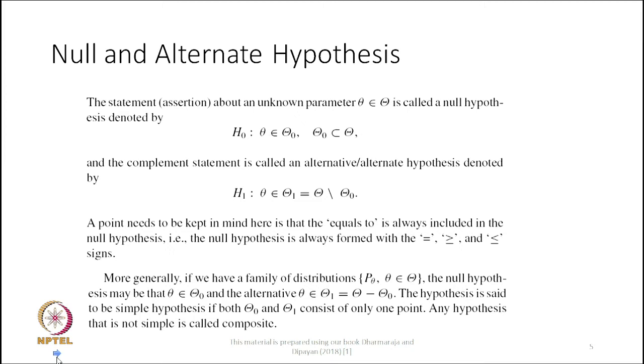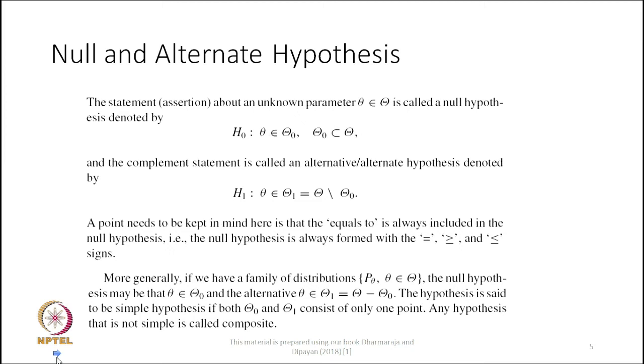The hypothesis is going to be called a simple hypothesis or composite based on the possible values of theta naught. If it is a single value, then the null hypothesis is called a simple hypothesis, if both theta naught and theta 1 consist of only one point. The bigger theta, the capital theta, could consist of finite values, countably infinite values, or it could be uncountably many values also.